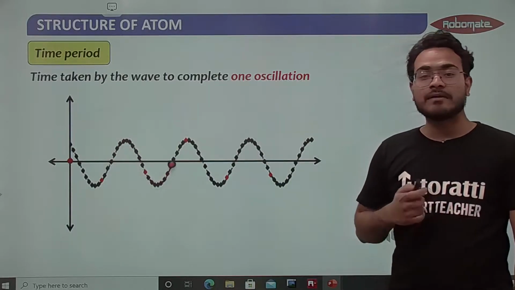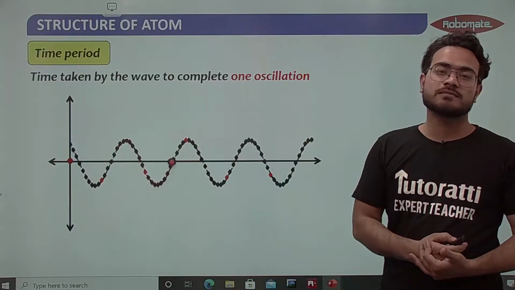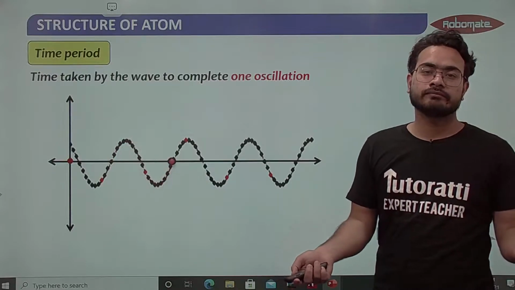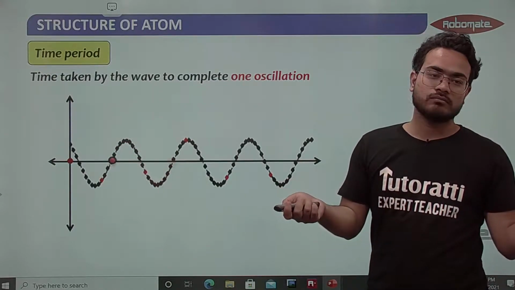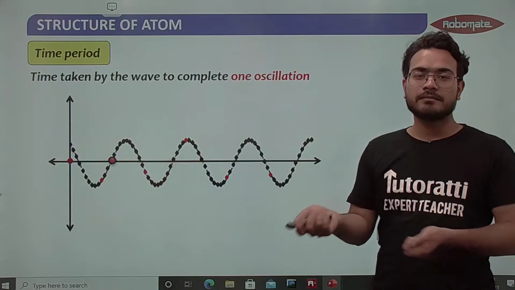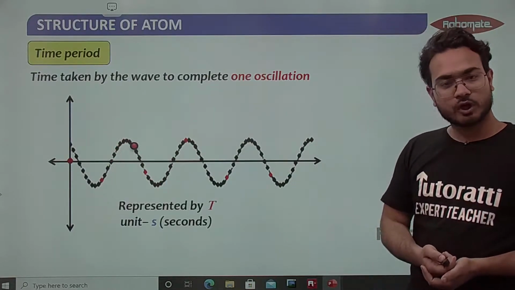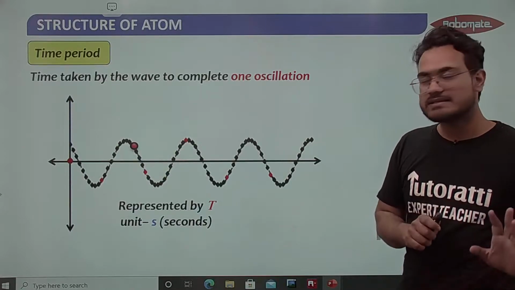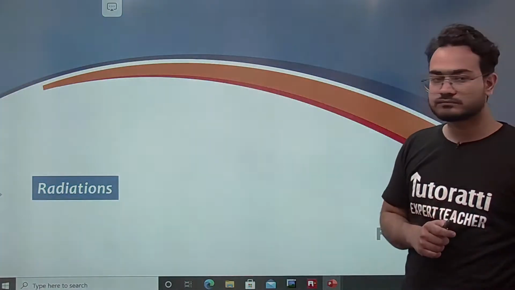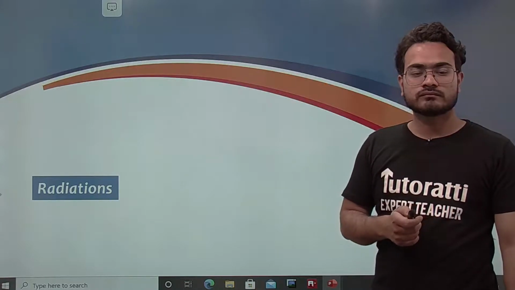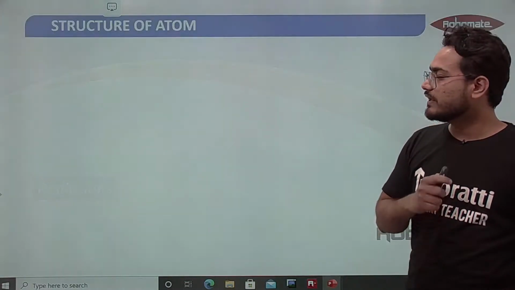Okay, time period. Do not ask me how will we measure time. I will say इंची टेप लेके आओ, माप लो. But time है, we'll measure it only in seconds. Okay, it will be measured in seconds. The next thing is radiations.